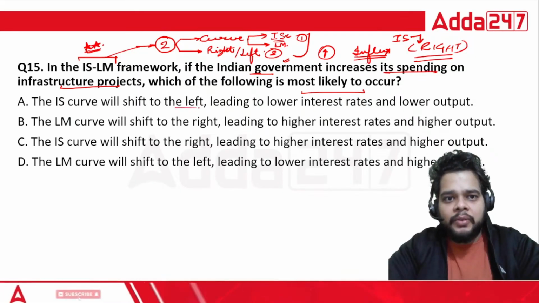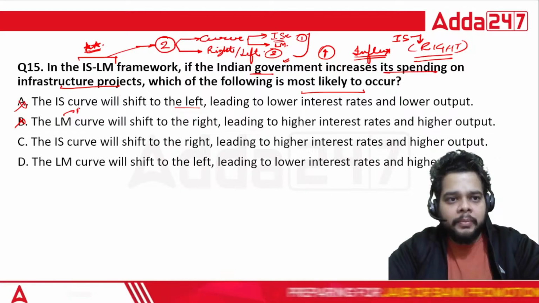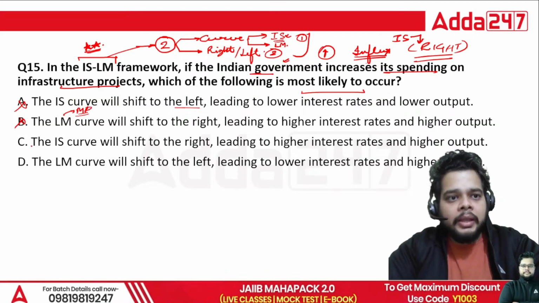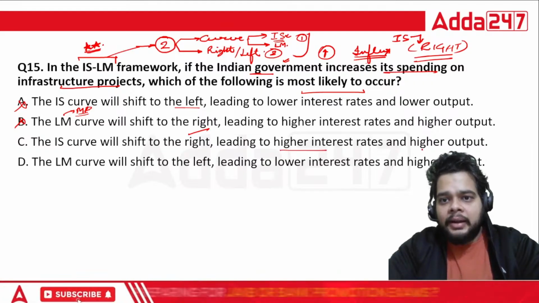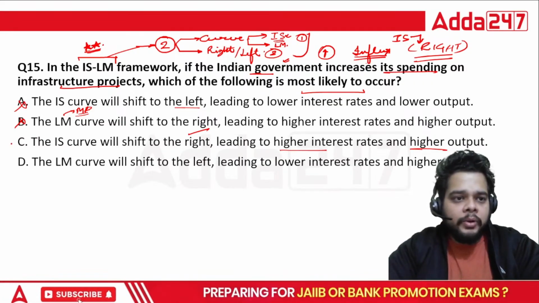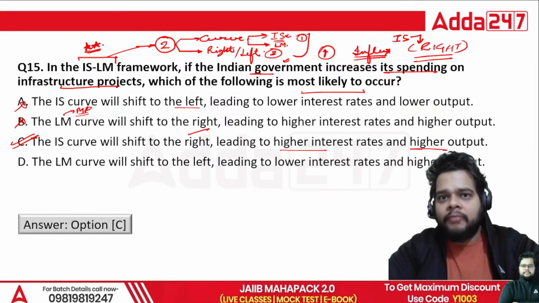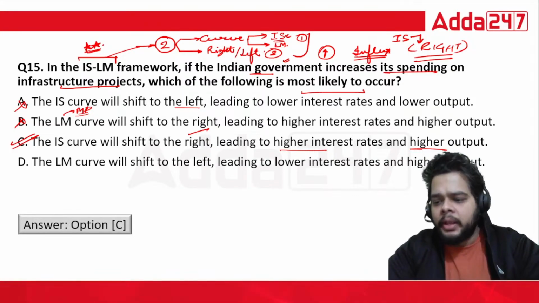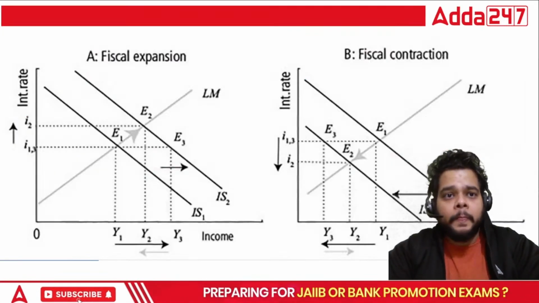IS curve will shift towards left, cross. LM curve, cross, because it is for the monetary policy when the RBI is doing something. IS curve will shift towards right, yes, leading to higher interest rate and higher output. That is absolutely right. C will be your correct answer. So like that you have to understand, break the statements, and then arrive at the right answer.